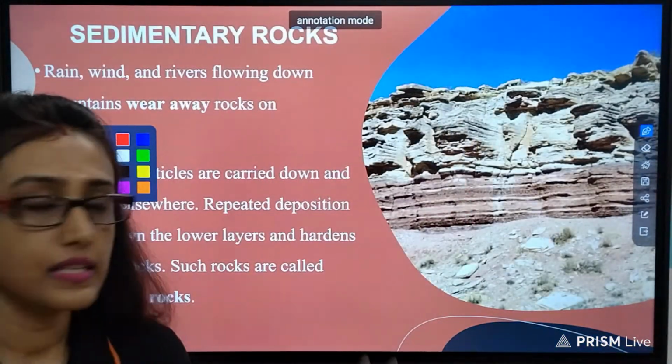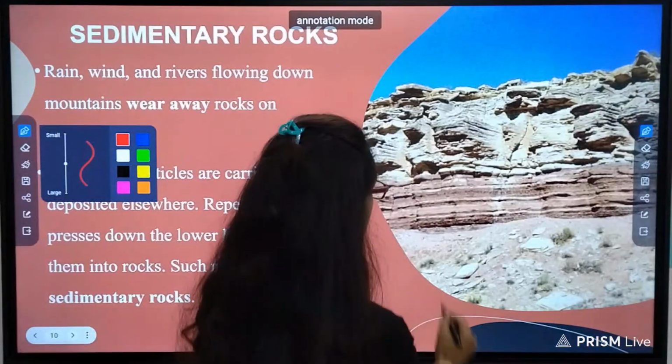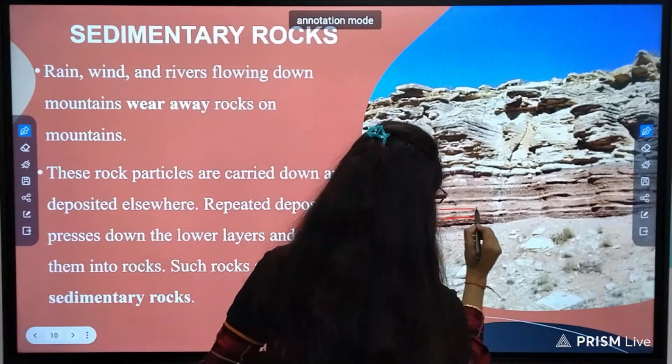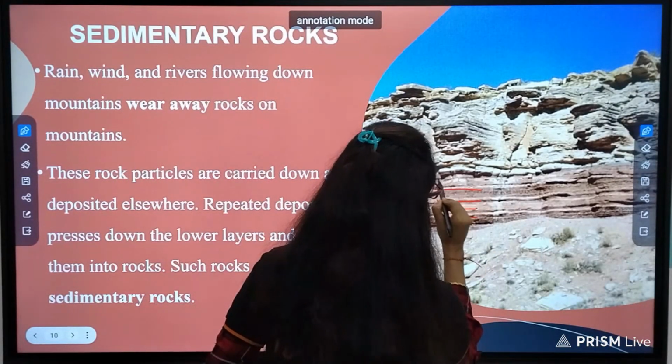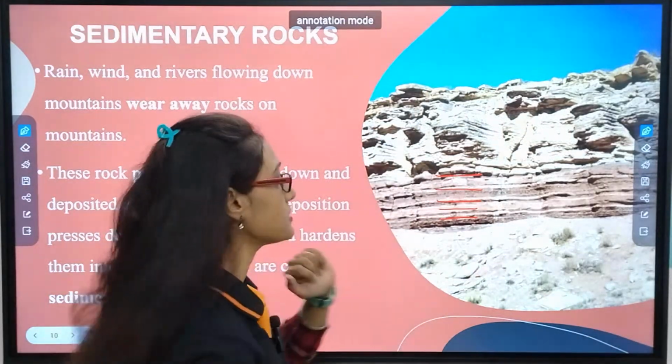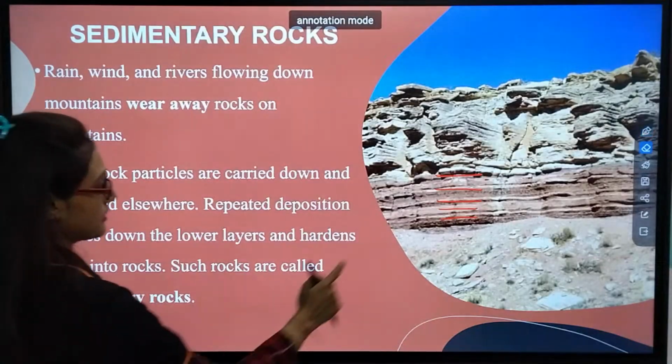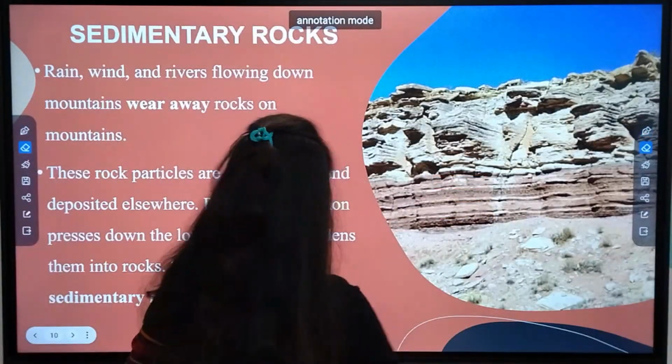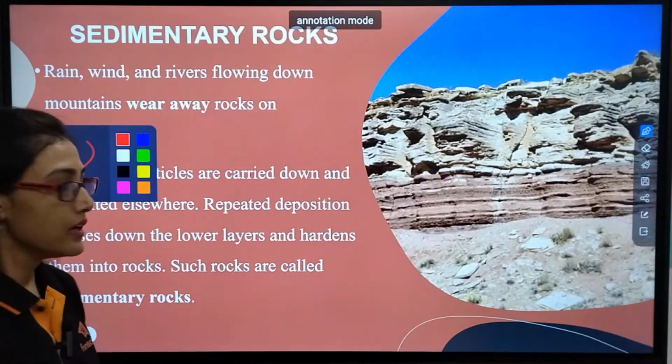So what happens in sedimentary rock? Just see, this is one layer, this is one layer, this is one layer. So many layers or step-like structures are being seen over here. So how does this process take place?